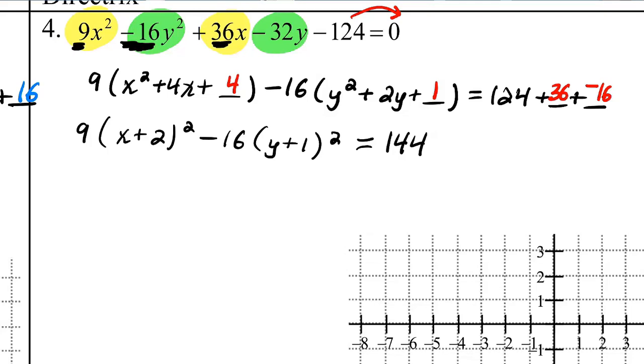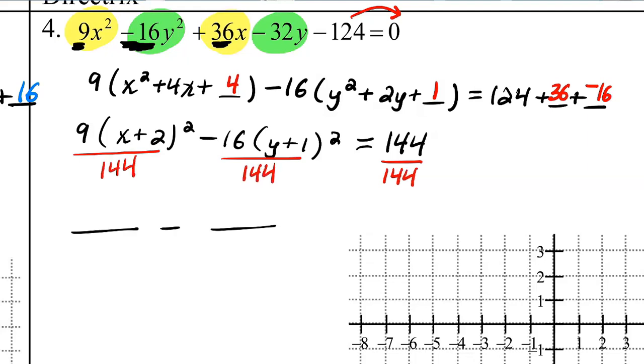This is almost done, but like we said last time, we need to make sure we don't have a leading coefficient, so we need to divide each term to make sure that on the right side it equals 1. So if we divide by 144 to each term, we would have x plus 2 squared, we'd have a y plus 1 squared, and that's equal to 1 now. And see if you can figure out what the correct denominators are if you'd like to pause the video. And the denominators are 16 and 9.